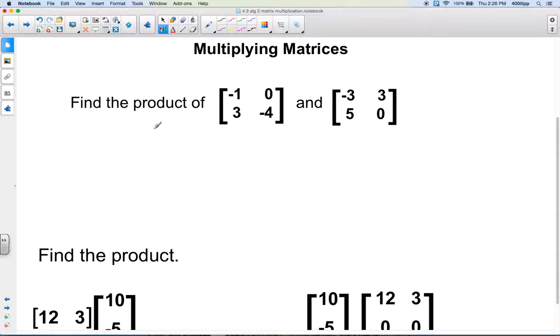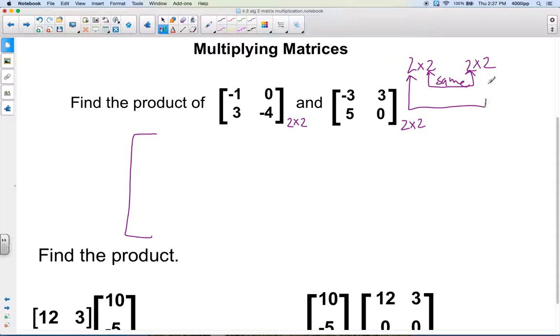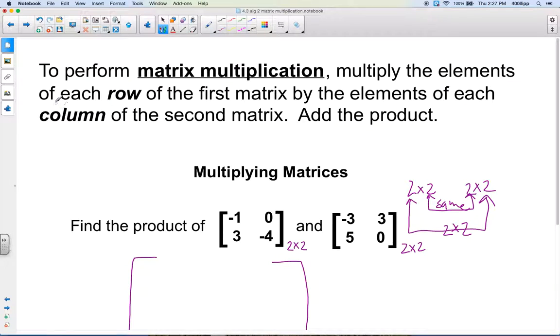All right. Here's what we got. I'm going to make a big matrix here. We know that this matrix has dimensions of 2 by 2, and this one is also 2 by 2. So since we're multiplying a 2 by 2 by a 2 by 2, and we know that these are the same numbers, then these outside numbers are going to be our new dimensions, 2 by 2. Okay, so now what we're going to do is multiply it. So notice what it just said here. It said each row of the first and the column of the second.